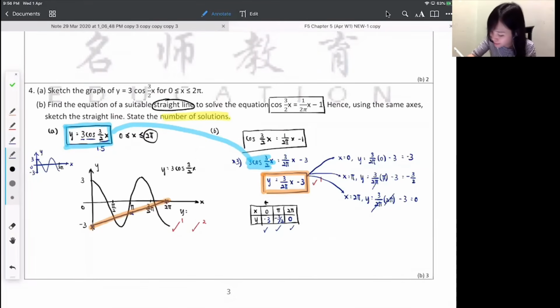And I will remember, because just now one person reminded me, you need to write the straight line equation beside it. Correct? Is it done? No, because you need to write the number of solutions. I repeat, number of solutions means based on your graph and the straight line, see how many points they touch. Can you guys count? 1, 2, 3. Ta-da! There are 3 points. Very, very good.